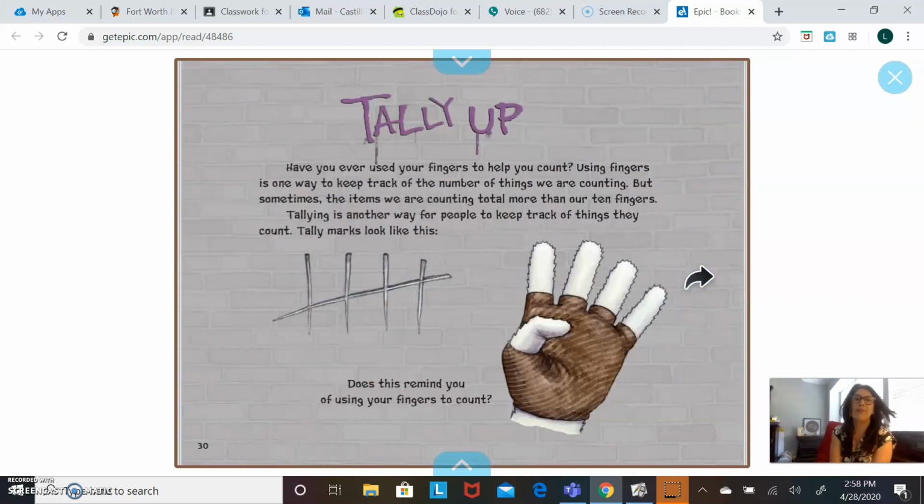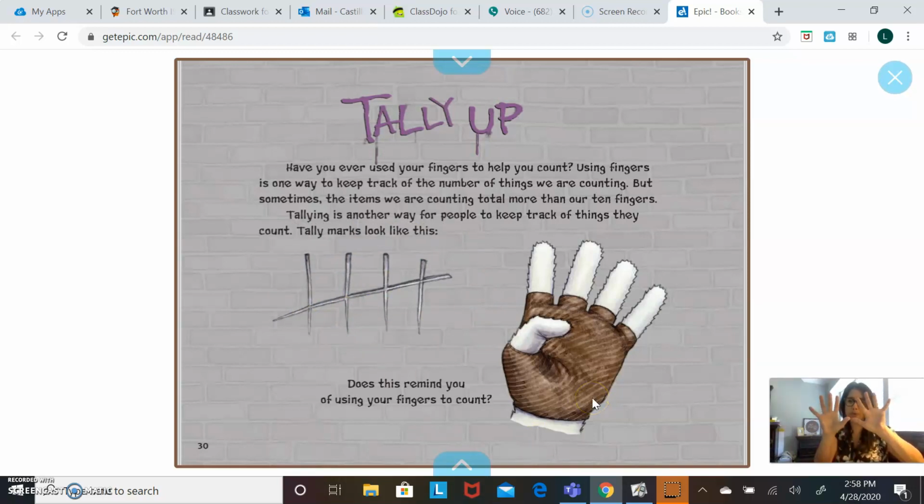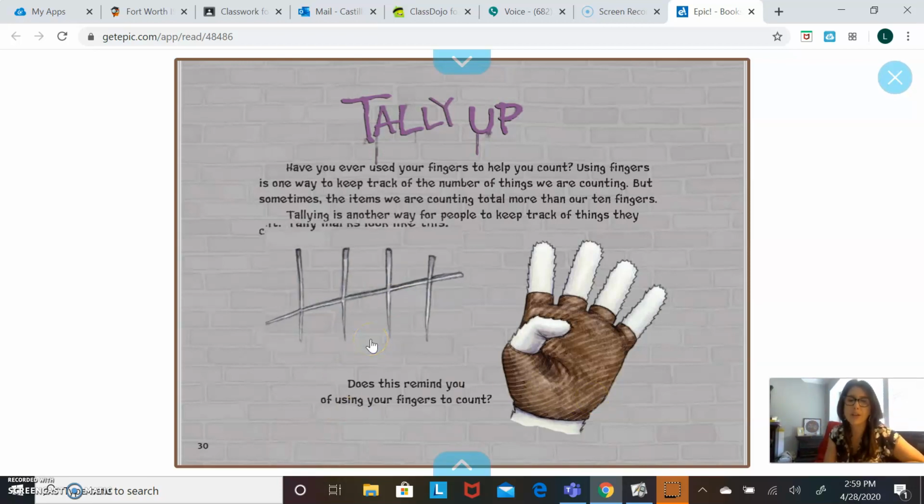Tally up. Have you ever used your fingers to help you count? Using fingers is one way to keep track of the number of things we are counting. But sometimes these items we are counting total more than our 10 fingers. Tallying is another way for people to keep track of things they count. Tally marks look just like this, don't they? So tallying is another way to help us count numbers that are more than 10.